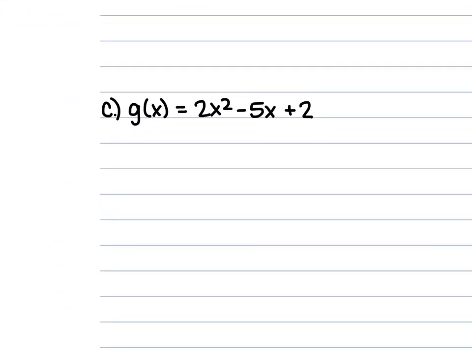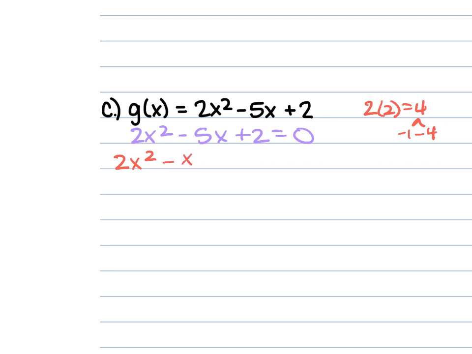For C, we have g of x is equal to 2x squared minus 5x plus 2. So that g of x we're going to replace with 0. So it's going to be 2x squared minus 5x plus 2 is equal to 0. Then we are going to multiply the 2 times 2, which is 4. Your factors of 4 that equal negative 5 are negative 1 and negative 4. So this is going to be 2x squared minus x minus 4x plus 2 is equal to 0.